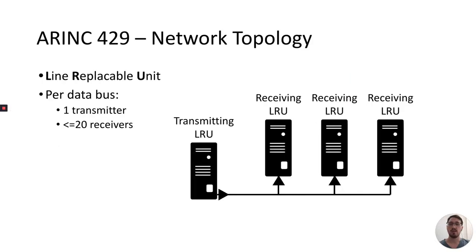The standard defines transmitters and receivers as separate units called LRUs, line replaceable units. Each bus has exactly one transmitter and up to 20 receivers. Transmission is unidirectional. A separate bus is required for each direction of communication.